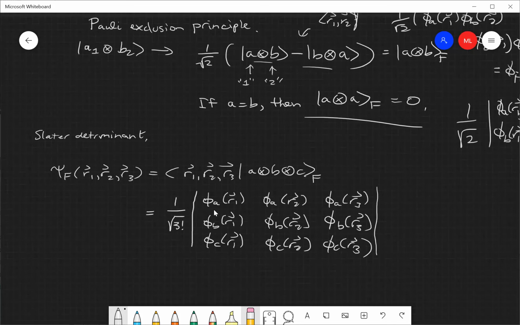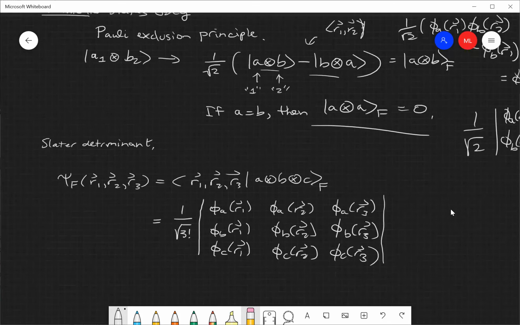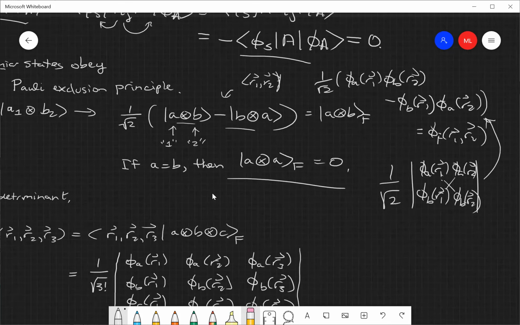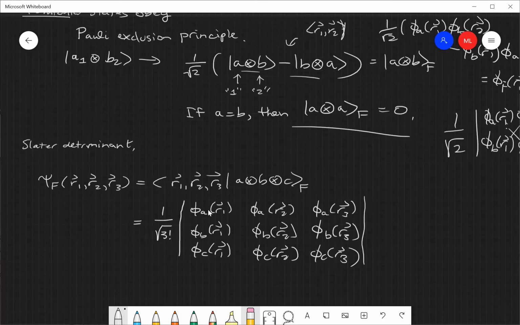And you can show that if A is equal to B, or if any two of the states are the same, then this whole thing vanishes. You can show that using properties of determinants, but it's not so important. It's just a trick to get all the combinations and to get all the minus signs right. Of course, for bosons, it's kind of like this determinant also, except whenever you see a minus sign, you just put a plus sign.